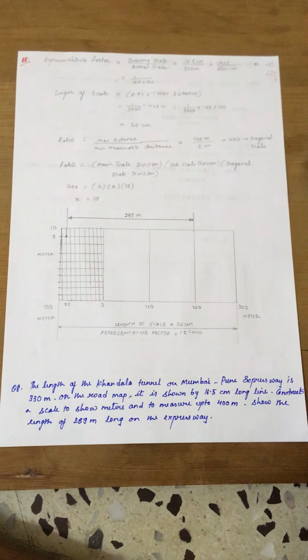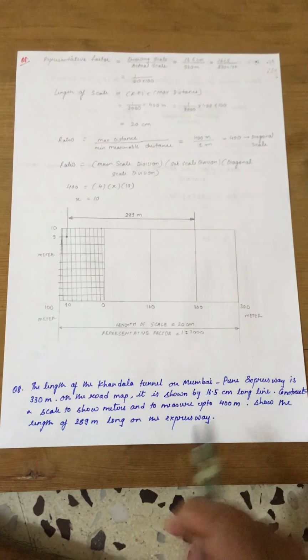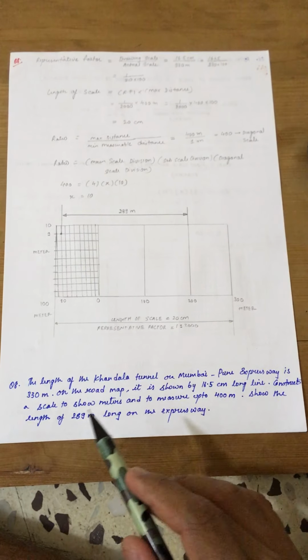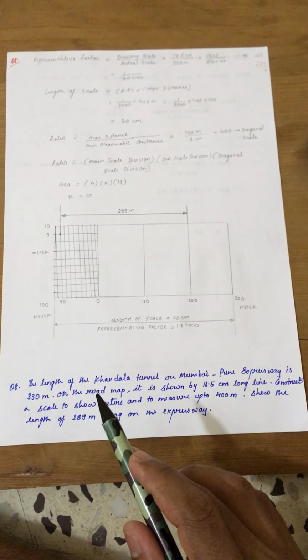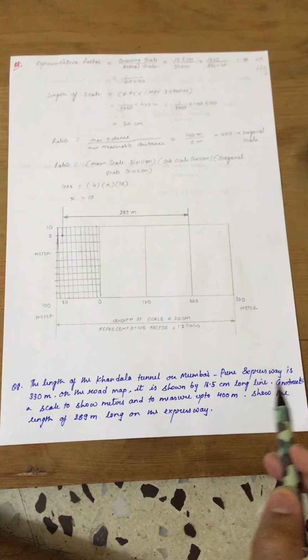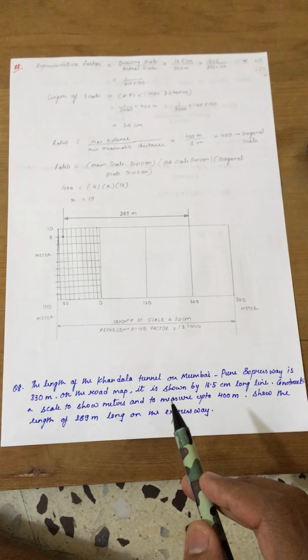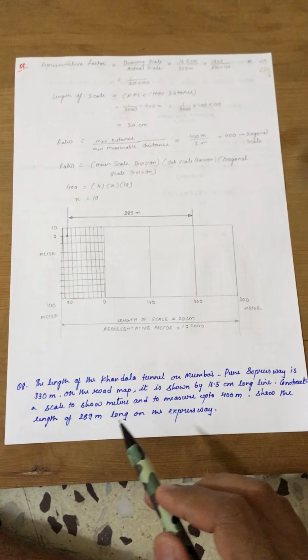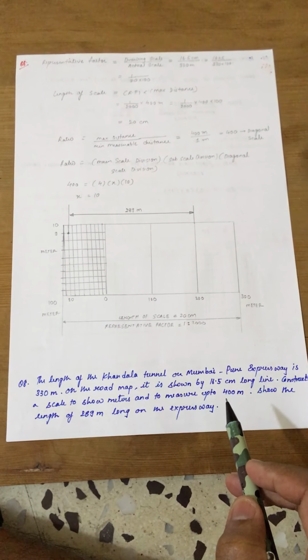Hello everyone, let us discuss another question. The length of the Khandala tunnel on Mumbai-Pune Expressway is 330 meters. On the road map, it is shown by a 16.5 centimeter long line. Construct a scale to show meters and to measure up to 400 meters. Show the length of 289 meters on the expressway.